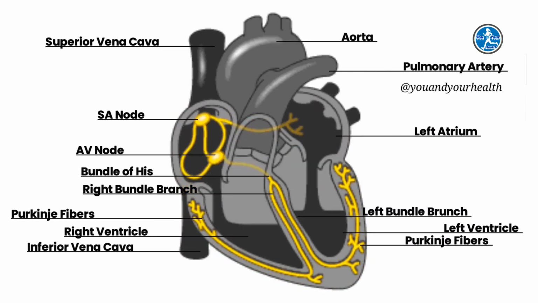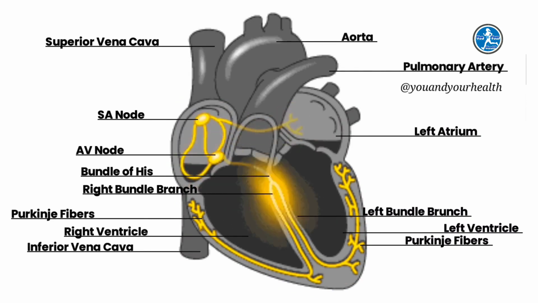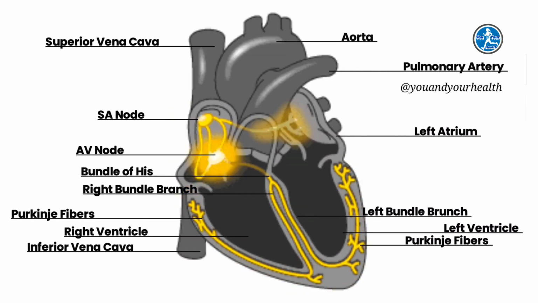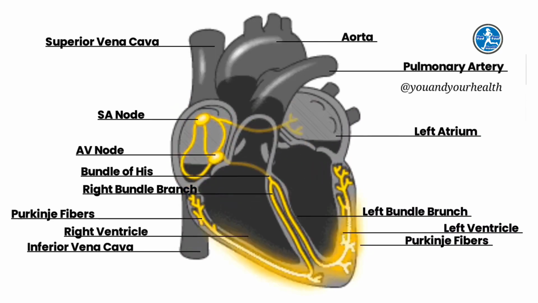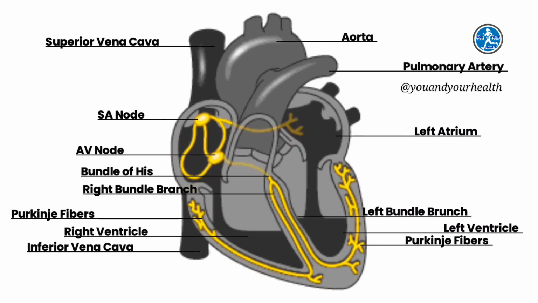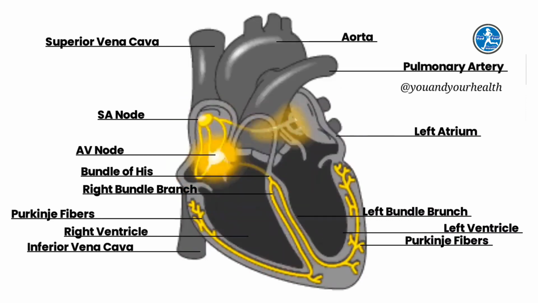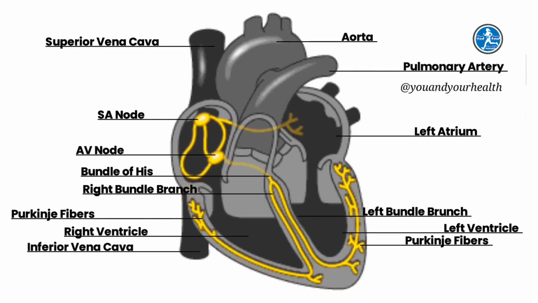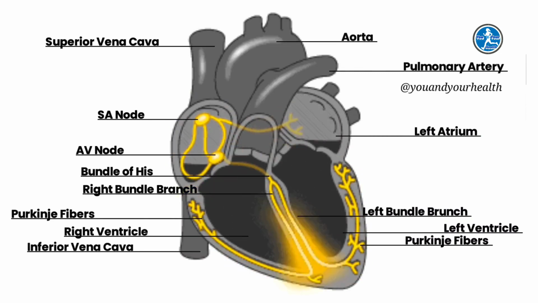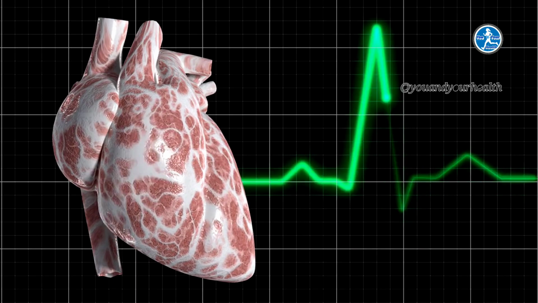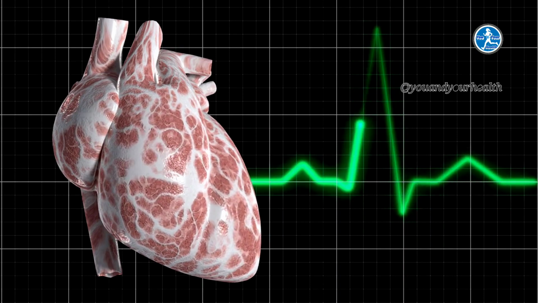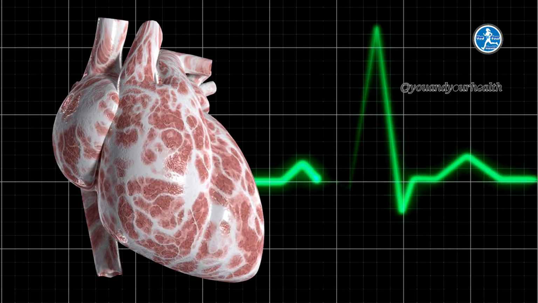This intricate electrical conduction system ensures the synchronized and efficient contraction of the heart, maintaining an effective circulation of blood throughout the body. Any disruptions in this system can lead to arrhythmias or other cardiac conditions. Electrocardiogram, also known as ECG or EKG, provides valuable information about the electrical activity of the heart.